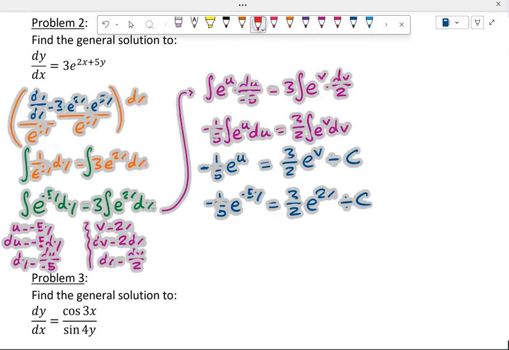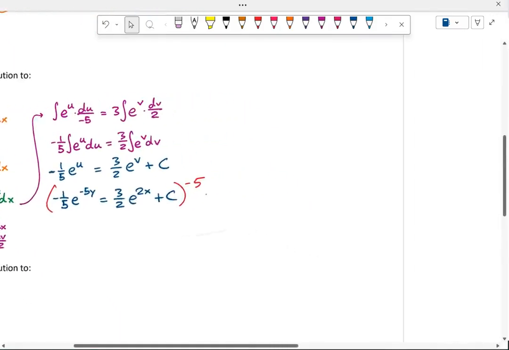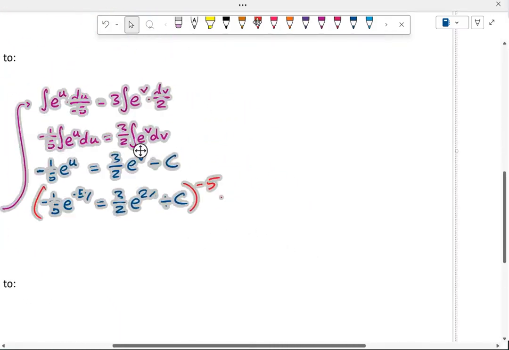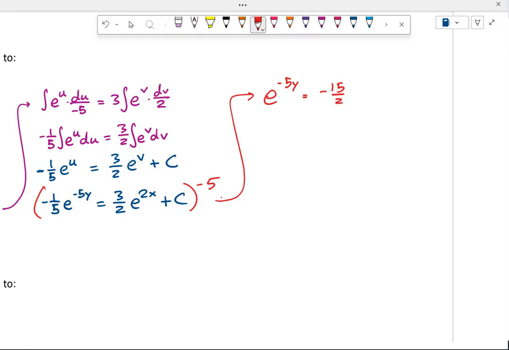Multiply by -5. Let's do that. So I'm going to multiply by -5. Let's see what that gives us. So that should be e to the -5y equals -15/2, right, guys? E to the 2x, and then -5 times c is just a constant. All right, how do we keep going?